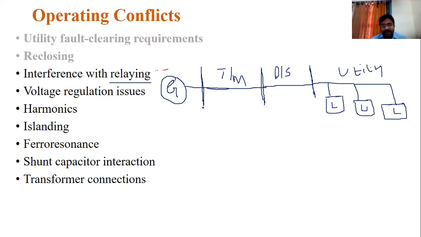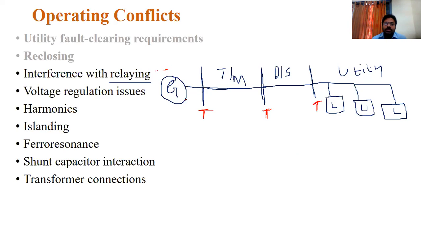Yes, we also have transformers. For transformers we have different protective schemes; you can simply call them transformer protective schemes. Different protective schemes are employed for transformers, and only then can you protect the transformer.